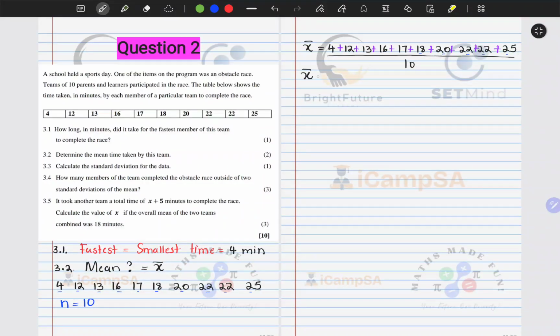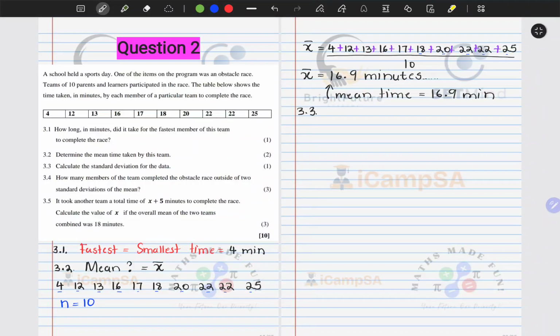The mean that I end up getting is 16.9. So it's 16.9 minutes. What does it mean? It means when we average the minutes taken, it's 16.9. So this is the mean time, 16.9 minutes. Now let's have a look at 3.3.